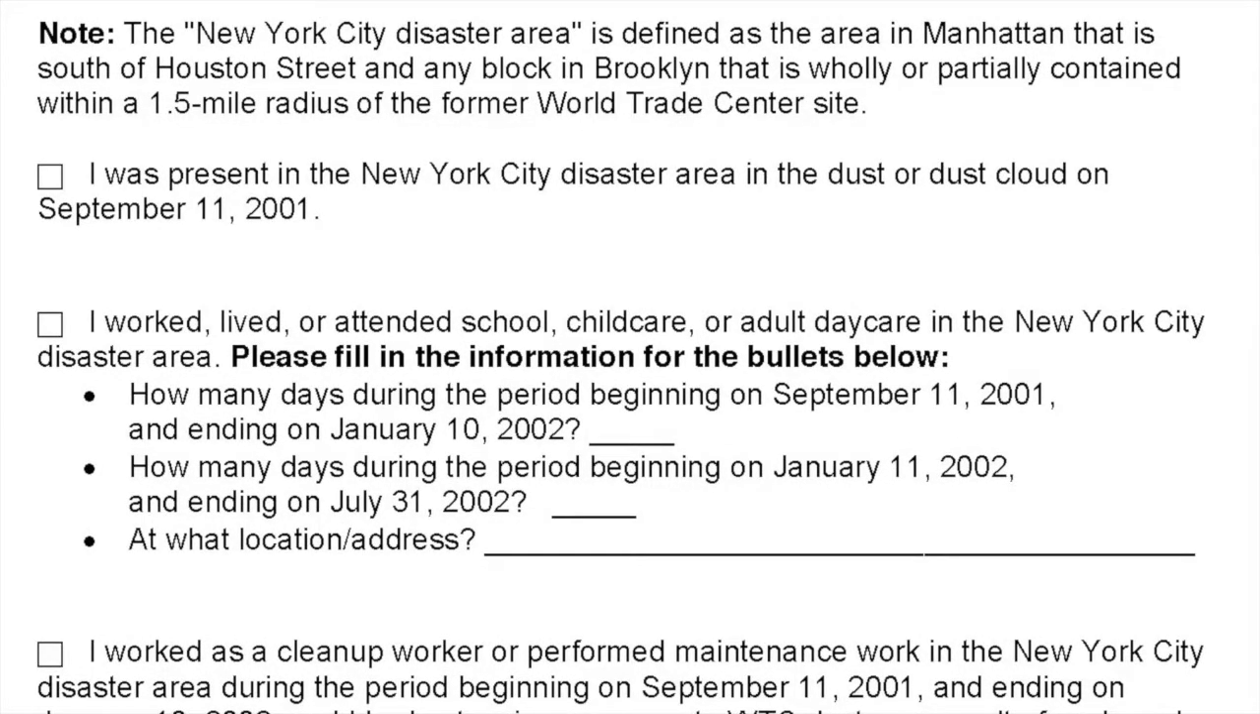Check the first box if you were present in the New York City disaster area on September 11th. Check the second box if you worked, lived, attended school, childcare, or adult daycare in the disaster area. Then insert the number of days you were there between September 11th, 2001 and January 10th, 2002. Next, insert the number of days you were in the disaster area from January 11th, 2002 through July 31st, 2002. Now put in the location or address where you were during those time periods.